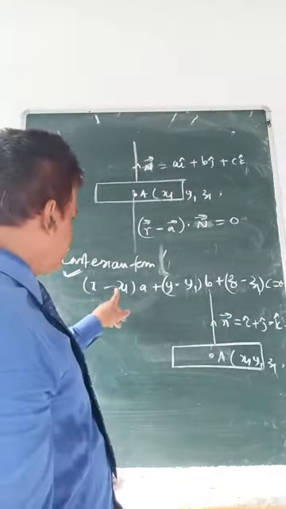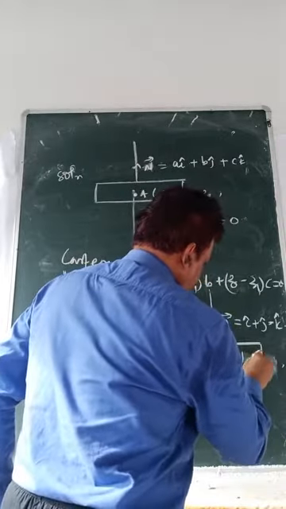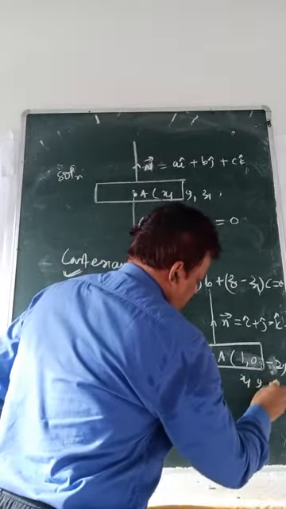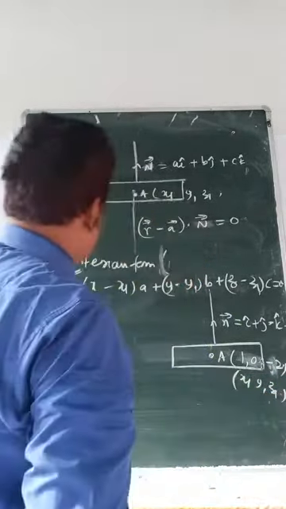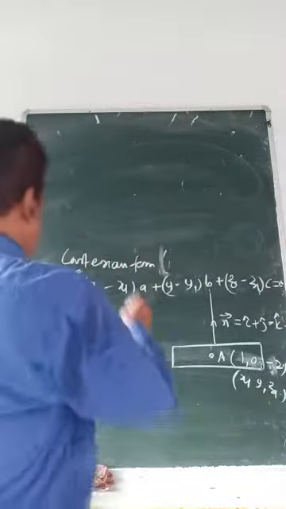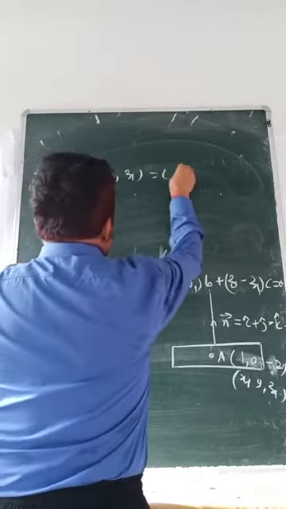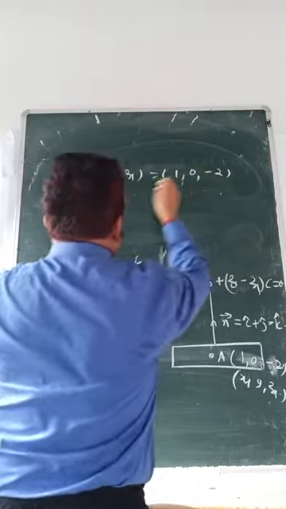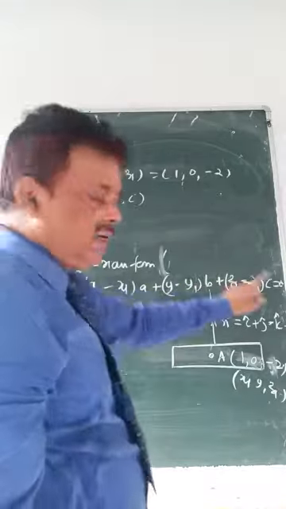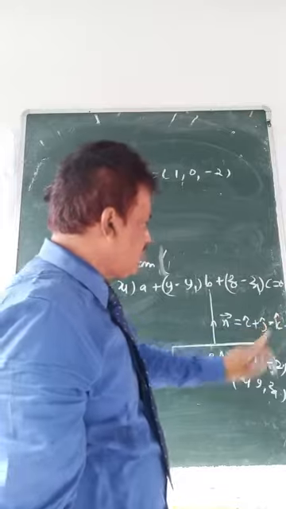Okay, as I come back to this, what is x1, y1, z1? I think we have taken the point 1, 0, minus 2, means this is your x1, y1, z1. So I can write x1, y1, z1 equals 1, 0, minus 2. What is a, b, c? Because also you need a, b, c. a, b, c is the direction ratio of the normal, that is 1, 1, minus 1.